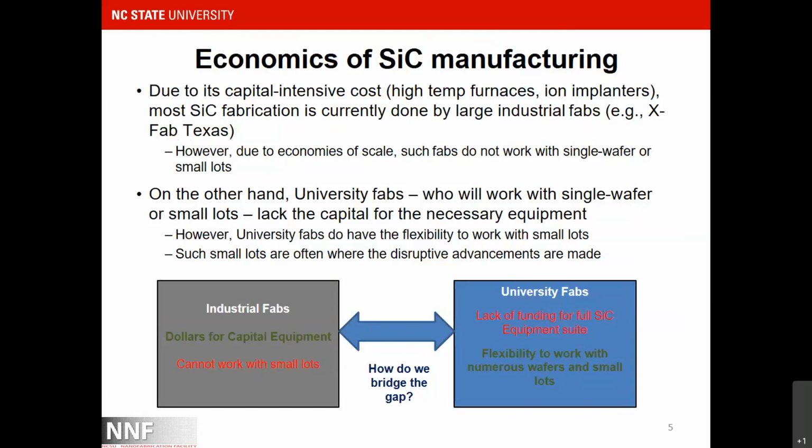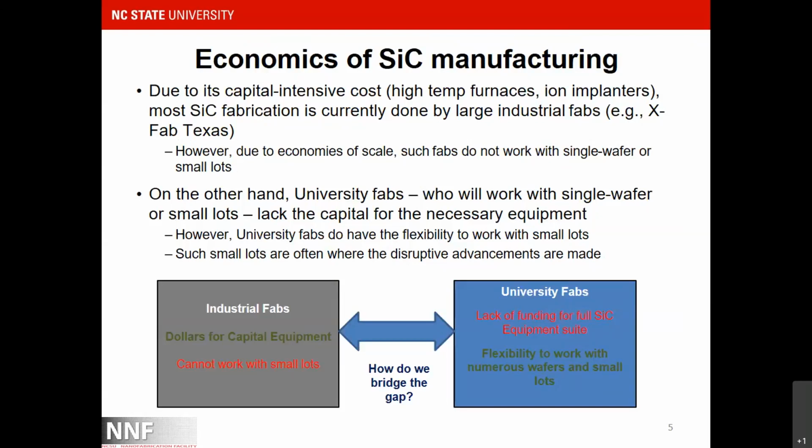It's more difficult. The flip side of that is that places like XFAB, who are the higher dollar places, don't have the flexibility. These are the kind of places that want to do hundreds, thousands of wafers a month. They don't want to deal with one or two wafers at a time. Universities, we're happy to do that, because one of the things about small lots and single wafer lots is that's where a lot of the disruptive technologies take place.